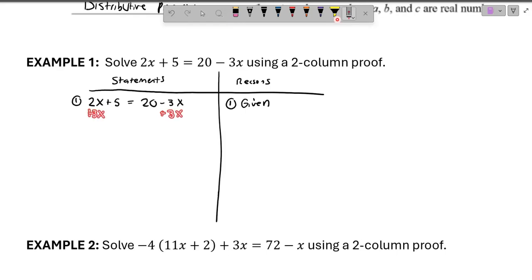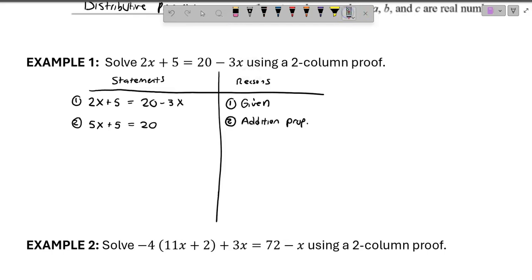Well, if I add 3x to both sides, what I'm going to end up creating is an equation that says 5x plus 5 equals 20. Well, what allowed me to do that? Looking back at the properties that we talked about, we just used what we call the addition property. So that is the reason why. So each of these new statements, how did I get that statement? I used the addition property.